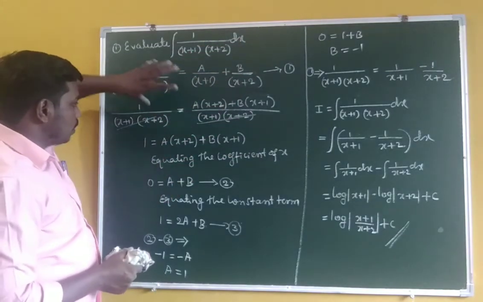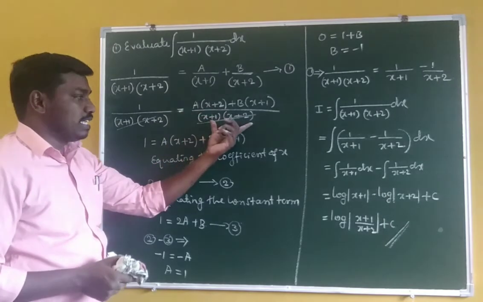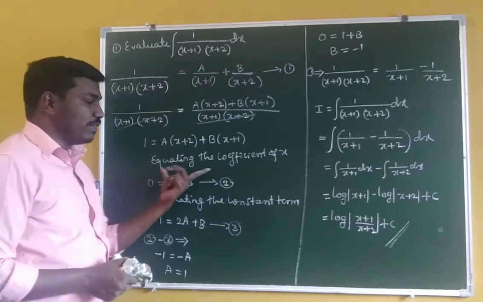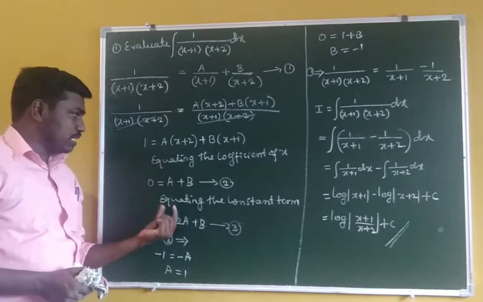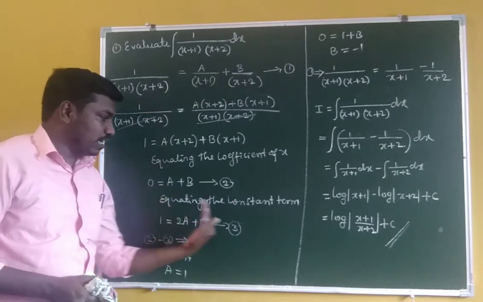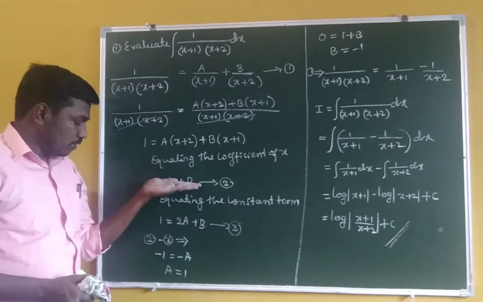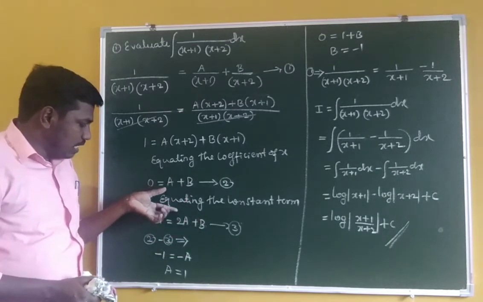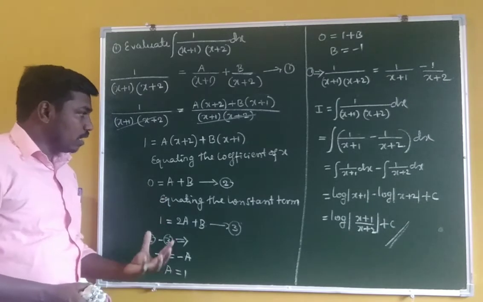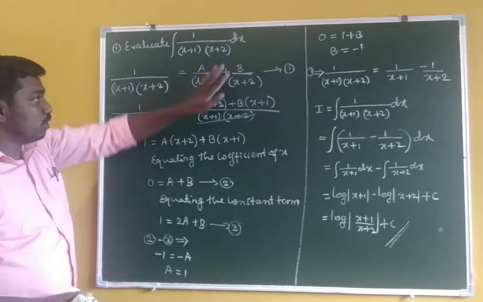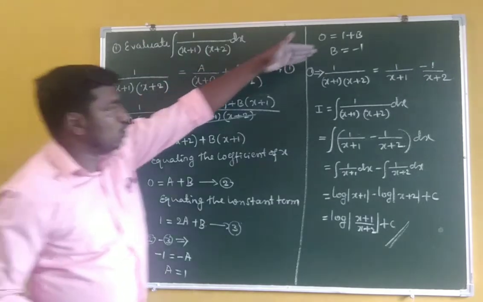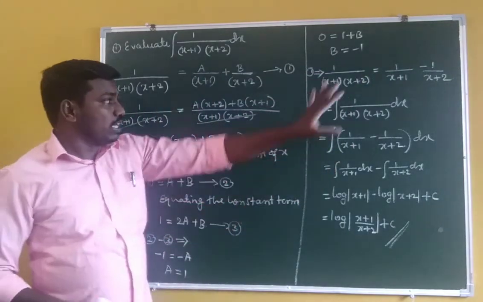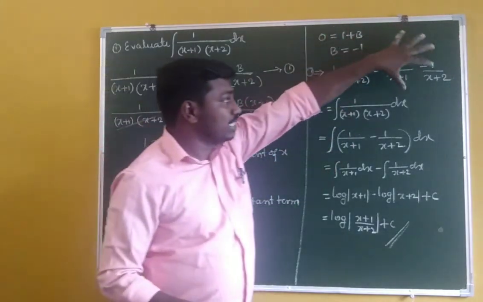After that, take the LCM of the right hand side and simplify. We get 1 equal to this much. Equating the coefficient of x, we get one equation; equating the constant term, we get another equation. From these two equations we solve for the arbitrary constants, and substitute them in equation 1. Then 1 over x plus 1 into x plus 2 is equal to this form. It means the given integrand can also be written in this form.